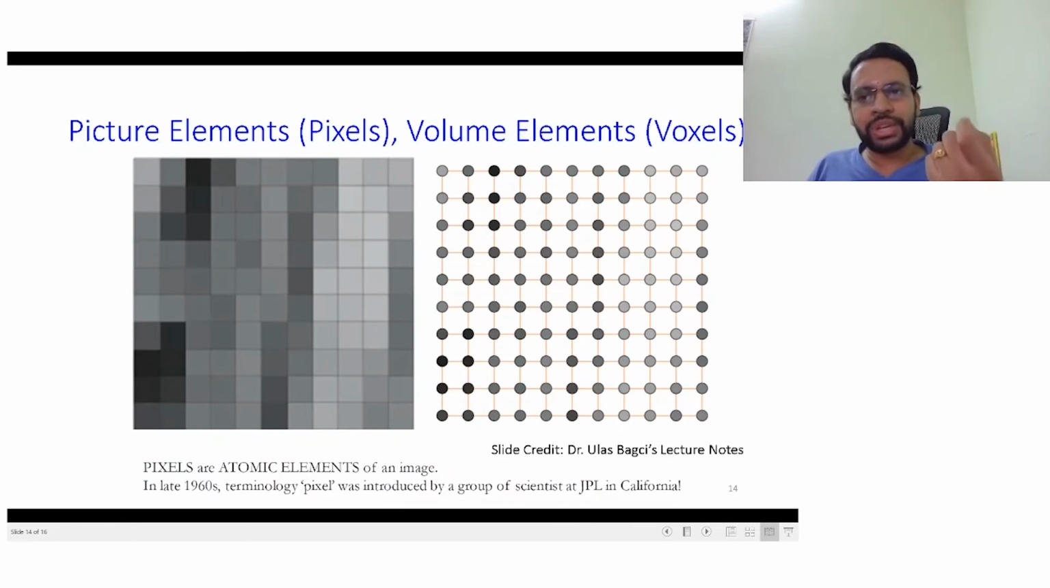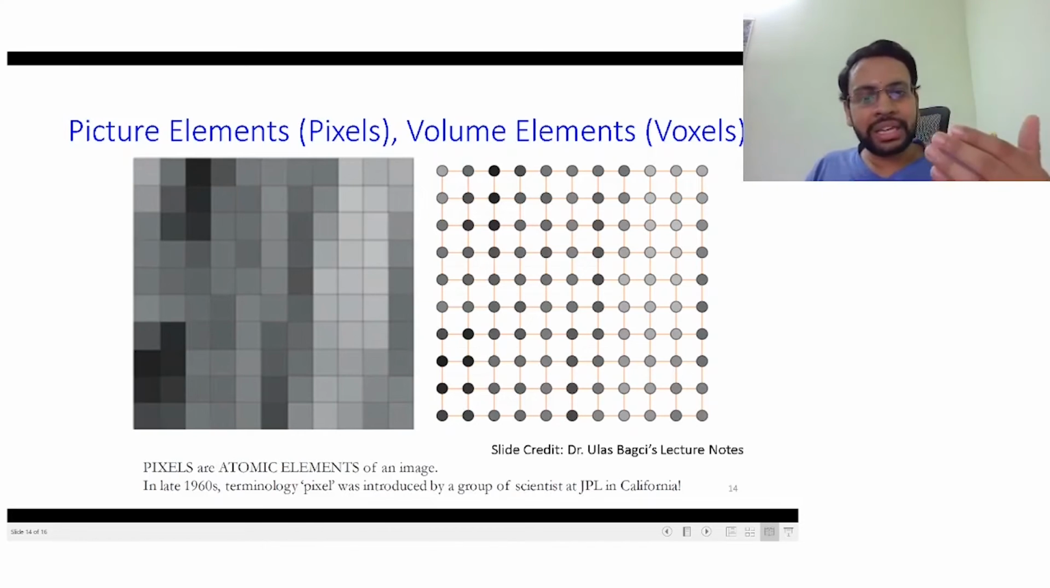The word we use here for representing this whole area or unit area is pixel. This terminology was introduced in the late 1960s by a group of scientists at JPL in California. Another way of representation is what you see here on the right hand side. You could think of each one as a vertex of a graph, and it's connected. The connectedness, the edges, represent what you consider as neighbors to it, and the value of that vertex represents the intensity value that you are assigning to it.